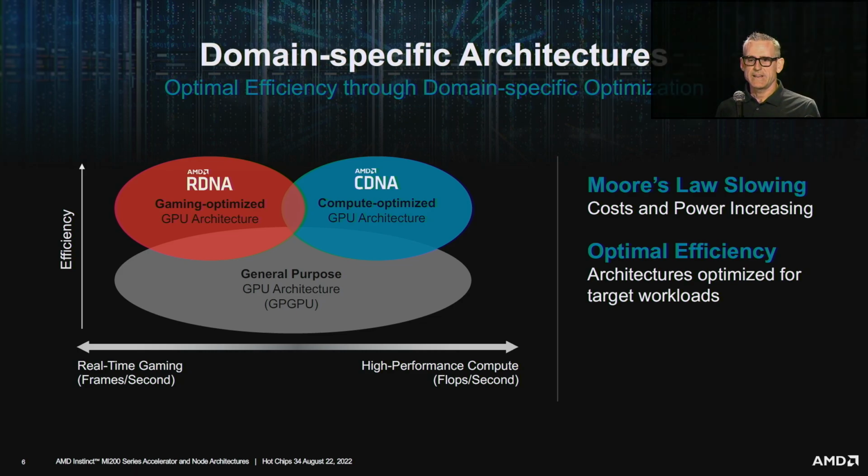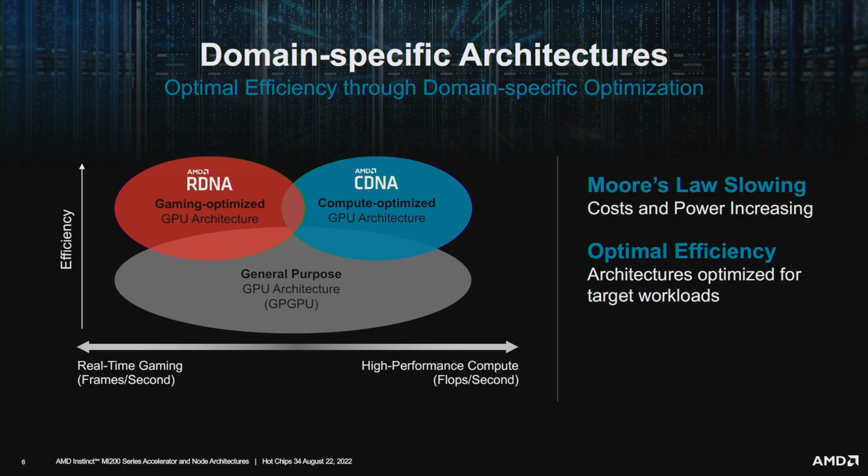AMD has spoken in the past on our approach to domain-specific architectures. There is a continuum of potential architectures, starting with the general-purpose CPU, easy to program with vast amounts of software out there running on it. CPUs are not going away for these reasons, but their energy efficiency is limited. From there, we move into the accelerator domain, and in this talk, we'll focus on GPU-based accelerators.